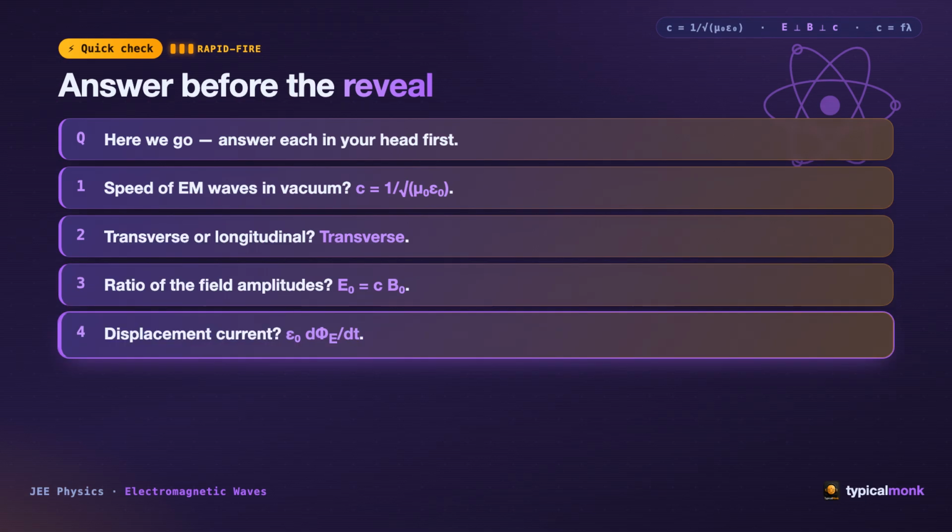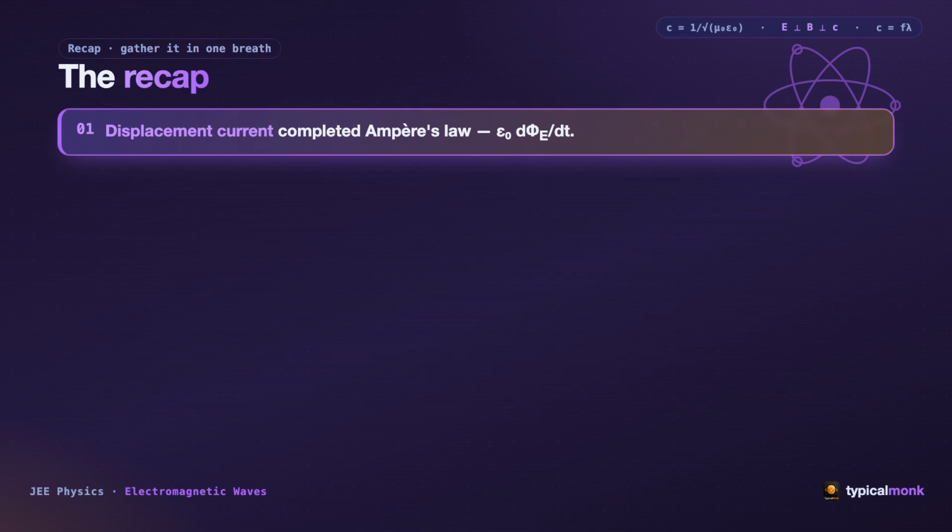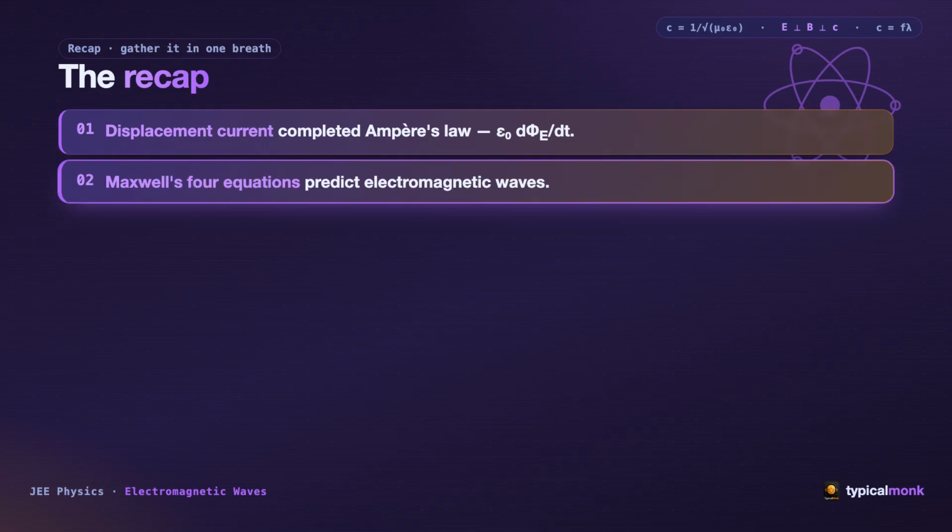Question 4. The displacement current. Epsilon naught times d phi E by dt. And question 5. The highest frequency electromagnetic waves. Gamma rays. Let us gather it all in one breath. The displacement current completed Ampere's law. Epsilon naught times d phi E by dt.